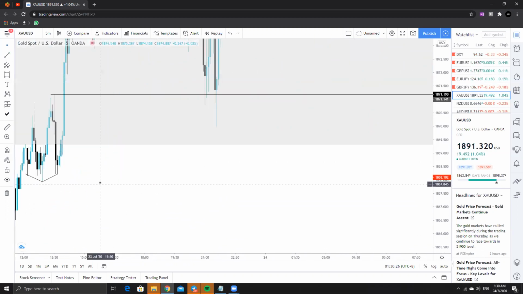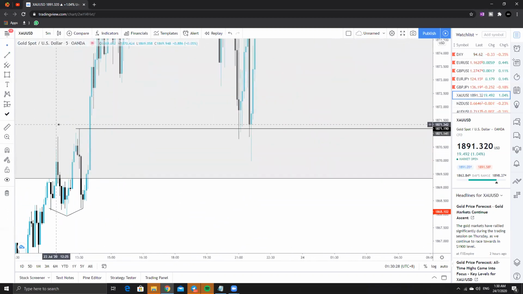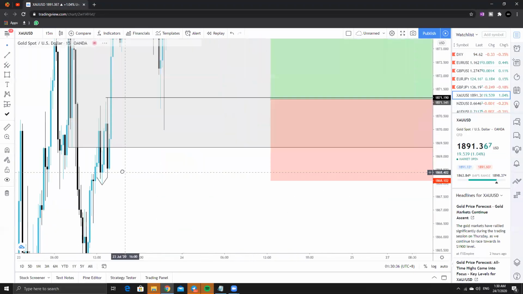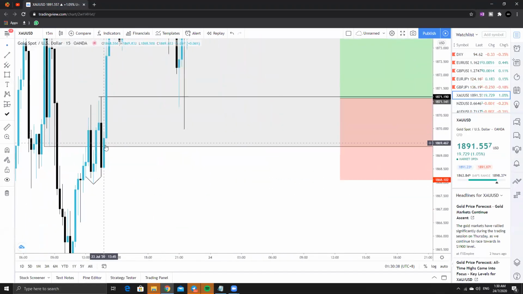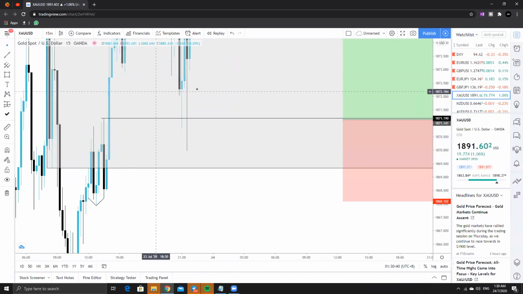Okay, so all I'm doing, this is a QM. This is your valid QM. Why? You have your sign of strength. So what does that mean? I want to look for the last bearish candle before the bull up. Now this is on the 5-minute. If you take a look on the 15-minute, this is your last down candle before the bull up.